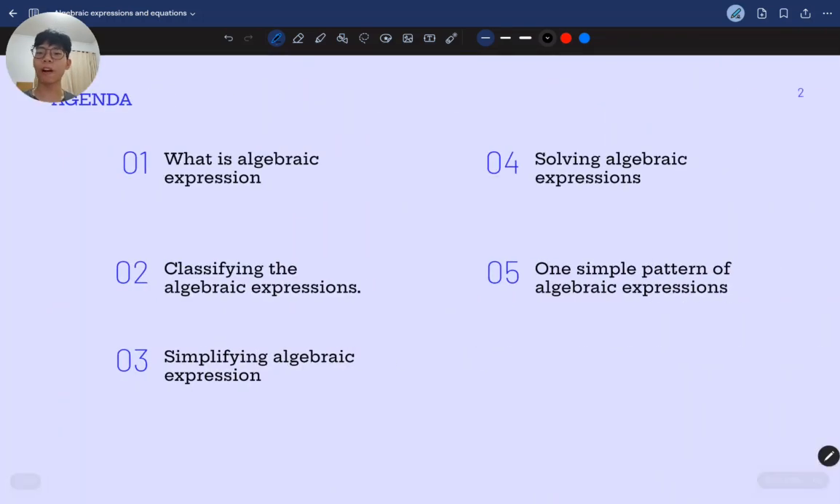So what are algebraic expressions? That is the first thing we're going to learn. Secondly, we're going to learn how to classify algebraic expressions. Third, how to simplify algebraic expressions. Fourth, solving algebraic expressions. Fifth, and lastly, one simple pattern of algebraic expressions.